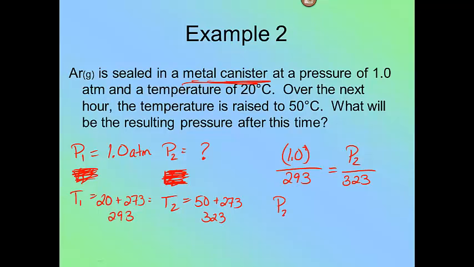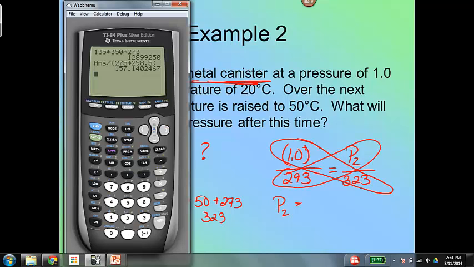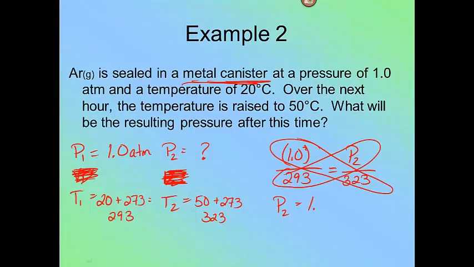So I do the same thing I did before. I'm going to cross multiply. 323 times 1 divided by 293, and I get 1.10. And again, it's going to be whatever the units of what I was given. I was given ATMs, so my answer will be in ATMs.